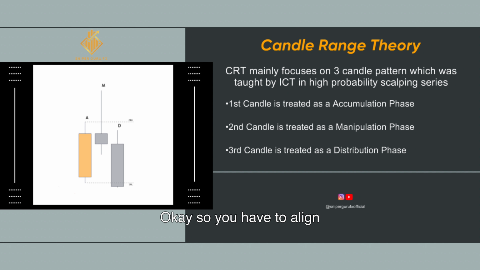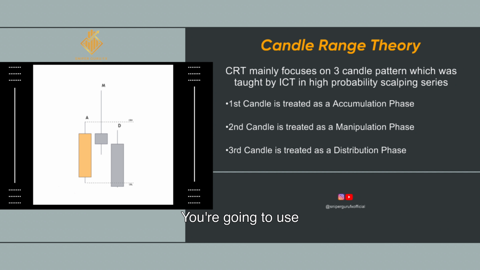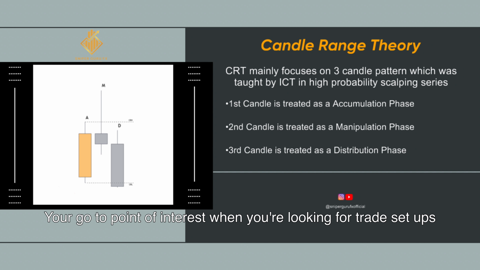So we're going to treat it as our liquidity buildup before we even look for trading opportunities. You have to align the whole concept with a higher time frame bias, or go with the trend. You are going to use either the order blocks, your liquidity pools on higher time frames, breaker blocks, supply and demand, support and resistance. Those are going to be your go-to points of interest when you're looking for trade setups.